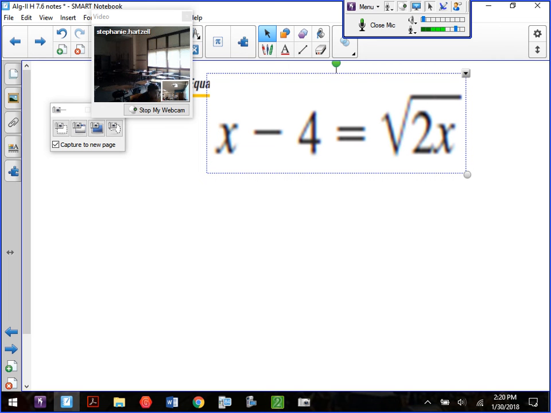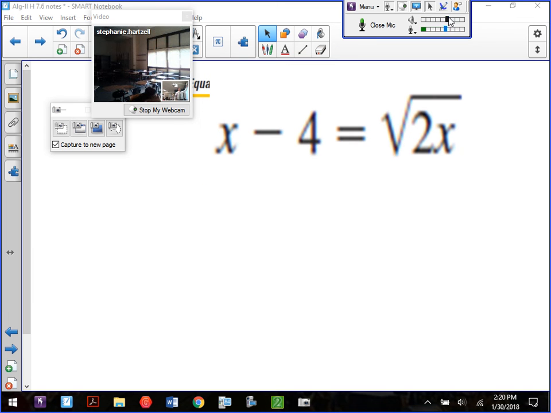Let's continue on. As we continue on, I have x minus 4 equals the square root of 2x. X minus 4 equals the square root of 2x. Now, what do you think you have to do first? Square it.